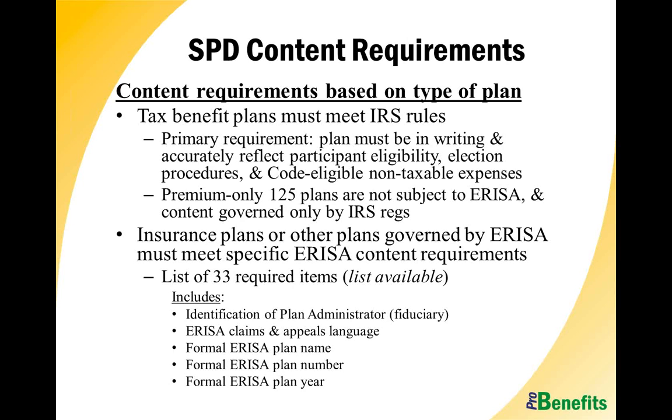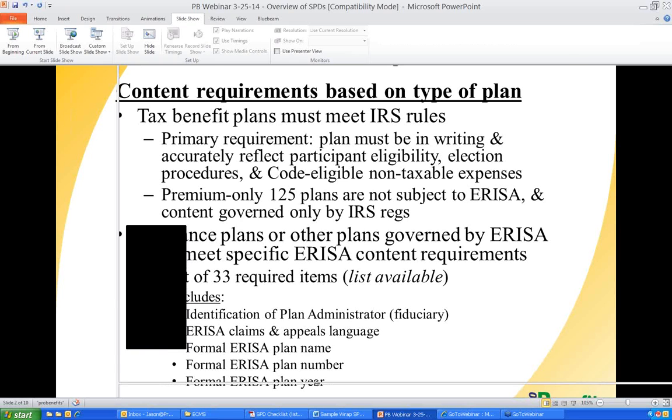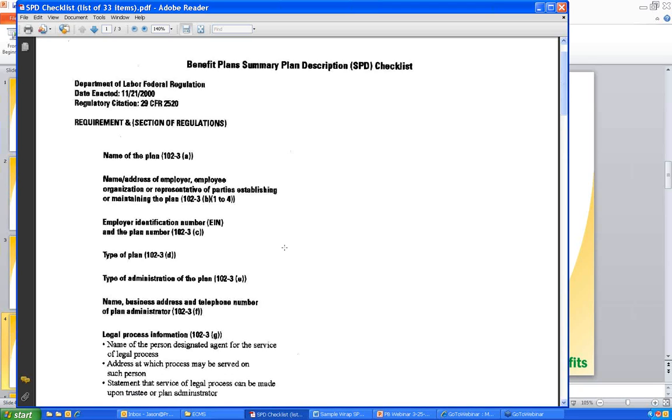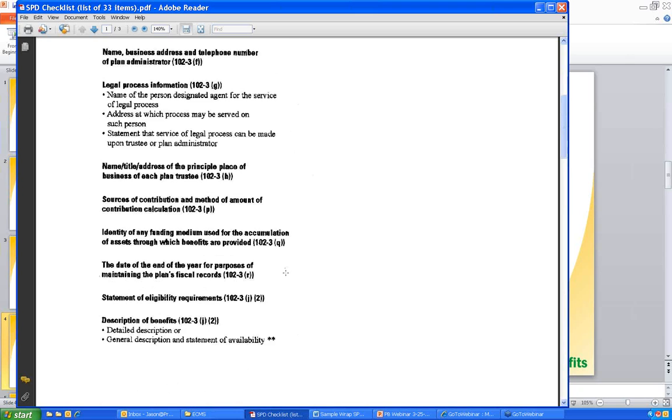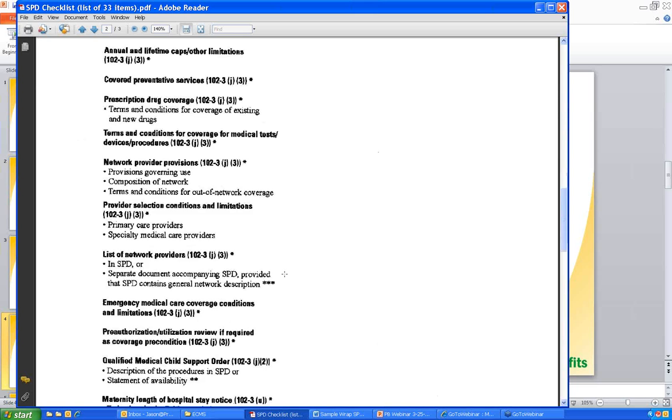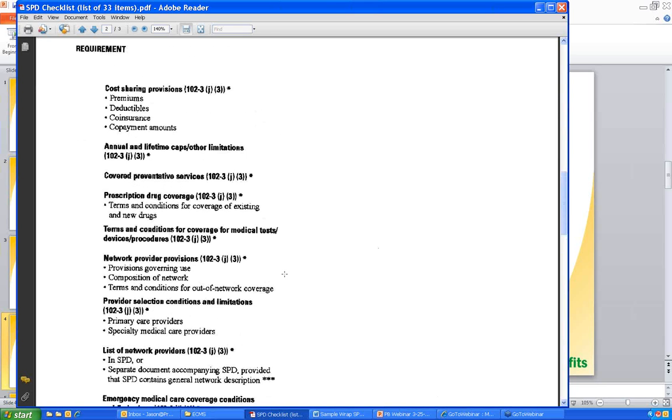There are a couple of examples: identifying the plan administrator, who is the fiduciary of the plan, and the claims and appeals language. There must be a formal ERISA plan name, plan number, and plan year. I'm going to pull up the list of 33, and hopefully that's on your screen now. This probably looks a little blurry on the screen. I'm just going to scroll down. This is the list of 33. I'm not going to go through them all now in the interest of time. If you would like a copy of the list of 33, we'll be happy to provide you. But you can see that this is a definitive list that must be included.